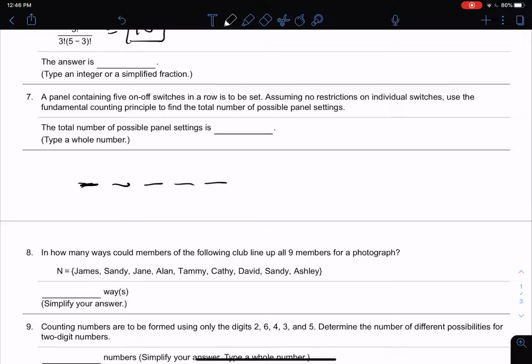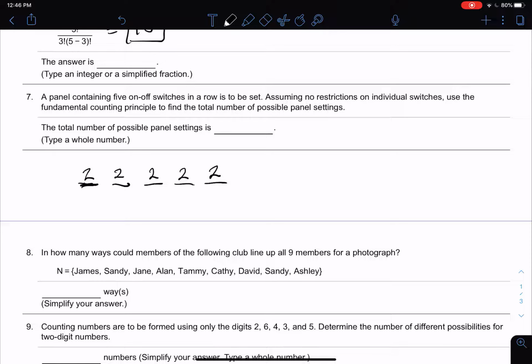And each one of those switches can either be on or off, so they have 2 options. The first switch could be on or off, the second switch can be on or off, the third switch on or off, the fourth switch on or off, the fifth switch on or off.